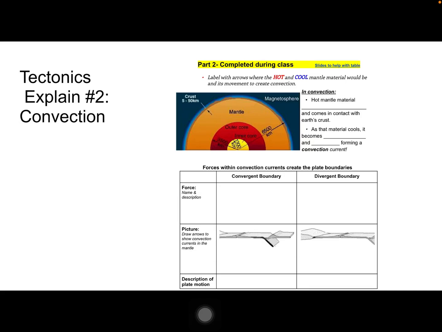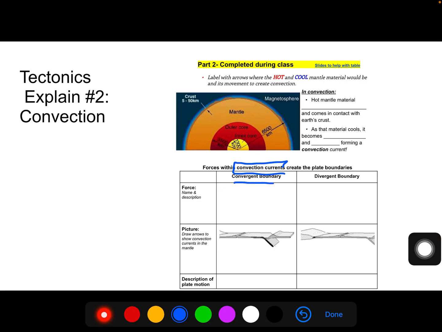All right, so let's talk through here what exactly convection is and how that convection inside the Earth impacts the movement of the crust or the lithosphere on the outside of the Earth. So you should be looking at your part 2 convection and seeing this diagram. We're going to fill in a few blanks, label this picture, and then work together to fill out this table describing what's happening with convection for both convergent boundaries and divergent boundaries.